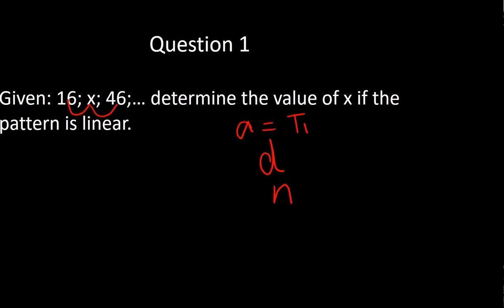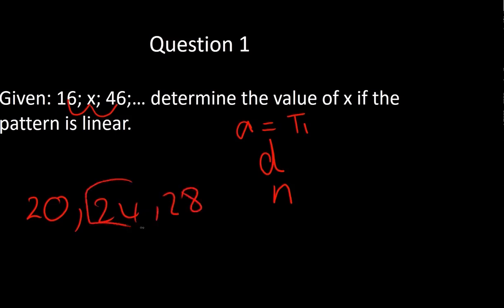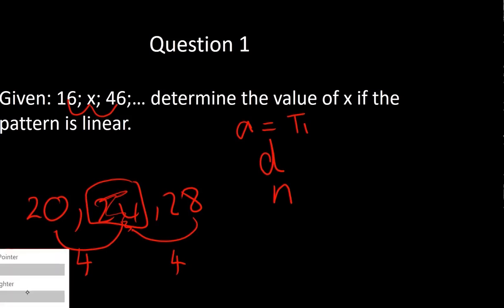Now, because the pattern is linear, if I had any linear pattern, let's take something easy, 20, 24, and 28. 28 minus 24, that difference should be the same as 24 minus 20. 28 minus 24 is 4, 24 minus 20 is 4. So if this 24 wasn't given, I could easily work out what it was either by subtracting 4 from 28 or adding 4 to 20. So we apply that same concept to this question.